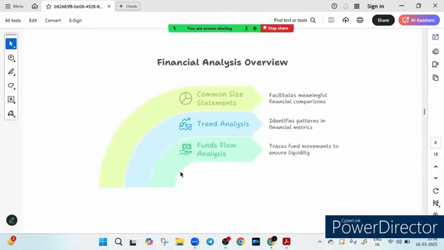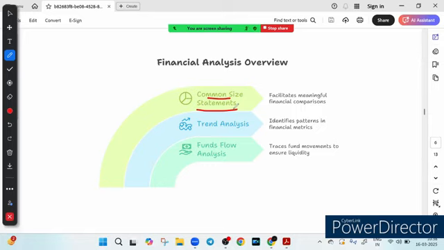Now let's look at the financial analysis overview. So friends, have you ever wondered how businesses decode their financial health? Let's break it down into 3 essential methods that help in decision making. The first is called the common size statement. Numbers mean nothing without context, right? Context is very important. This method standardizes financial data, making it easier to compare companies of different sizes. Want to spot trends? Start here.